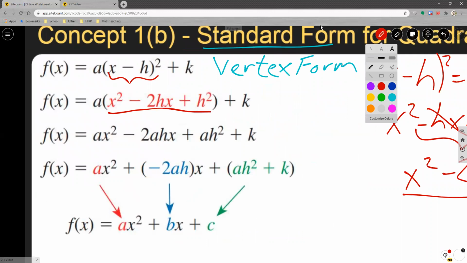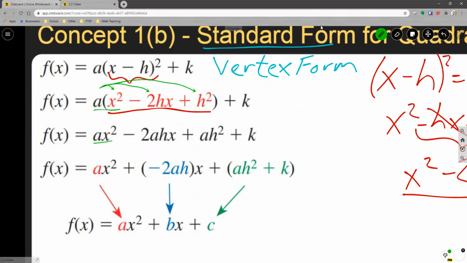My next step is I'm taking this a value and I'm multiplying it by all 3 of the values in this parentheses, which leads me to a situation where I'm distributing, and I get a times x squared gives me ax squared. A times negative 2hx gives me negative 2ahx. And then a times h squared gives me ah squared plus k.